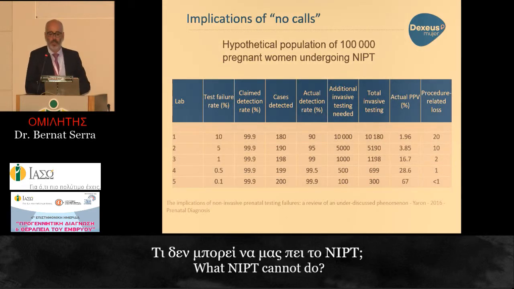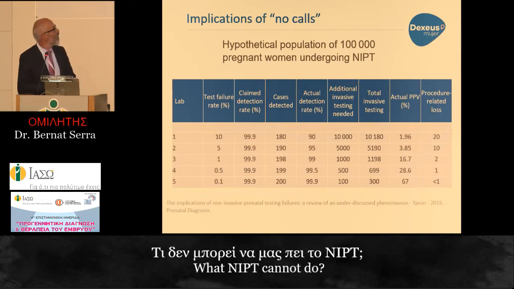And to illustrate how the no-calls impact clinical practice, I brought you this slide. That is a theoretical exercise in a population of 100,000 pregnant women. If you have a test failure rate of 10% for the same detection rate, you will have to do 10,000 additional invasive testings, and you will have only a 2% positive predictive value.